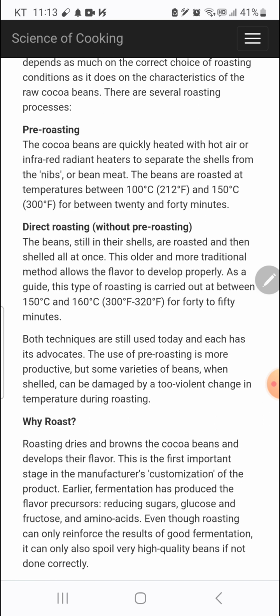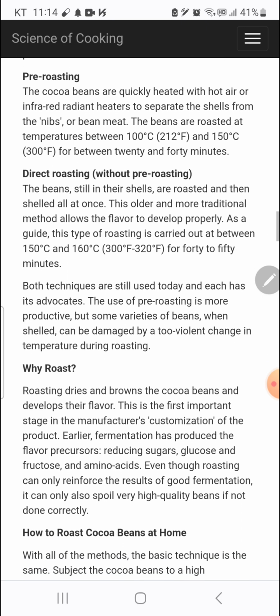Pre-roasting. The cocoa beans are quickly heated with hot air and infrared radiant heaters to separate the shells from the nibs, or bean meat. The beans are roasted at temperatures between 100 degrees Celsius or 212 degrees Fahrenheit and 150 degrees Celsius or 300 degrees Fahrenheit for between 20 and 40 minutes.